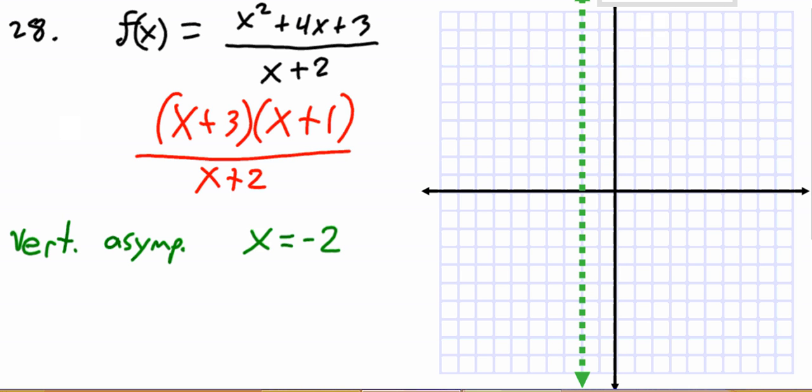Then we can look for a horizontal asymptote, which we look at the coefficients of the largest degree in the entire problem. So the largest degree is x squared. In the numerator, we have 1x squared. In the denominator, there's not an x squared, so it's 0x squared. So that's 1 over 0, which is undefined because there's no horizontal asymptote. Instead, there's a slant or oblique asymptote.